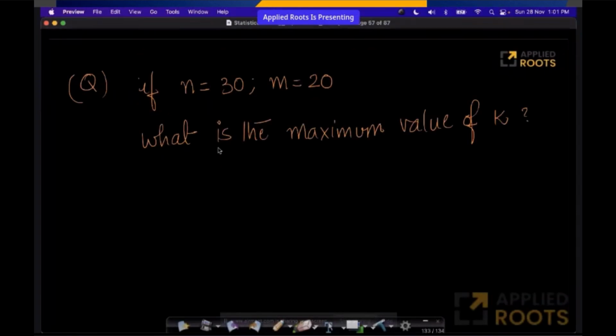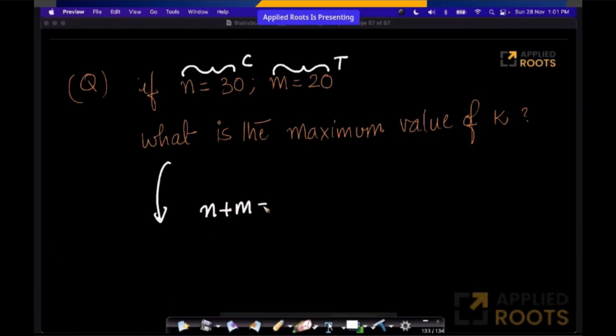Okay. So again, what if m equals 30, n equals 30, m equals 20? What is the maximum value of k? Right. Oh, this is a nice question. I completely forgot. But since we don't have time, let me quickly answer this. Suppose your control size is 30 and your treatment size is 20, right? Then n plus m equals 50. The question here is, what is the maximum value of k in this situation? What is k? K is the number of resamplings that you can do, right?